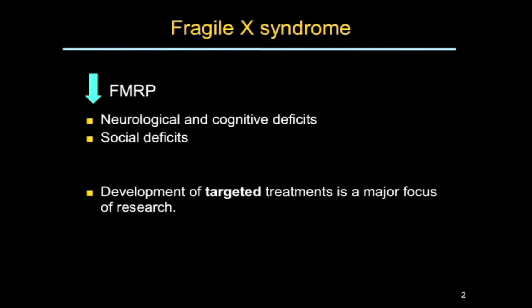So, I'm sure we're all familiar, Fragile X is associated with greatly reduced FMRP, which results in neurological and cognitive deficits, as well as social deficits that overlap with the characteristics of autism spectrum disorders. There's been a lot of research, and I'm sure you'll hear about some of this today, looking to develop targeted treatments for Fragile X syndrome. What I'm going to talk about is how the underlying neurobiology can help us design the most effective targeted treatments.